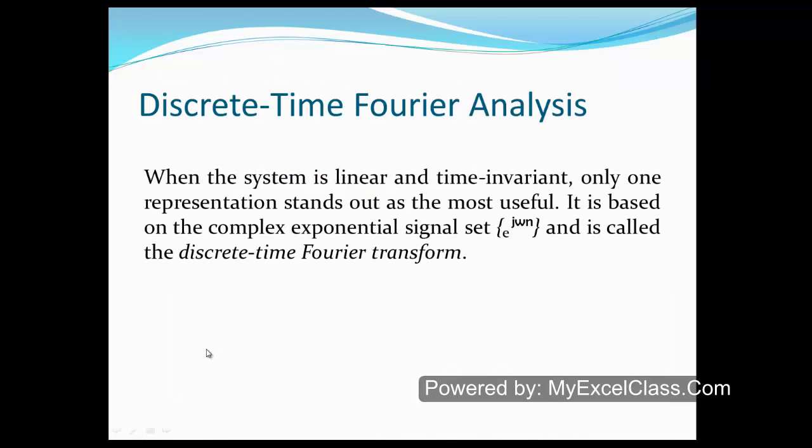Okay, so we are going forward to discrete time Fourier analysis. When a system is linear time invariant, one representation stands out as the most useful, and it is based on the complex exponential signal set e to the power j omega n, and it's called the discrete time Fourier transform. We have seen how a linear and time invariant system can be represented using its response to the unit sample sequence. This response, called the unit impulse response h of n, allows us to compute the system response to any arbitrary input x of n using the linear convolution.